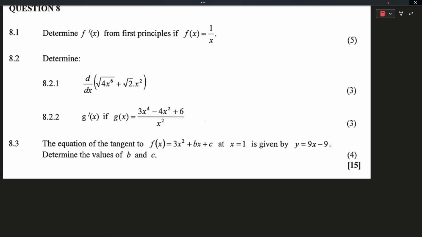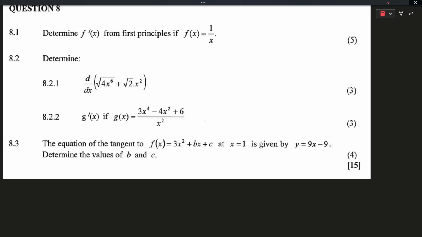Now let's go straight to the business. This is one of the questions that I wanted to show you. Determine f prime of x from the first principles, if f of x is equal to 1 over x.